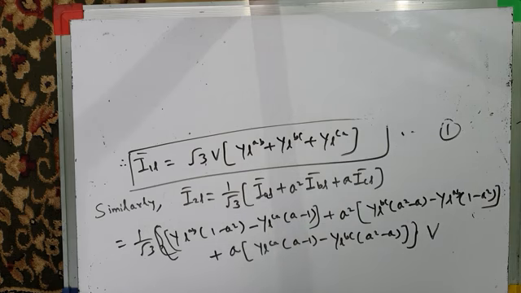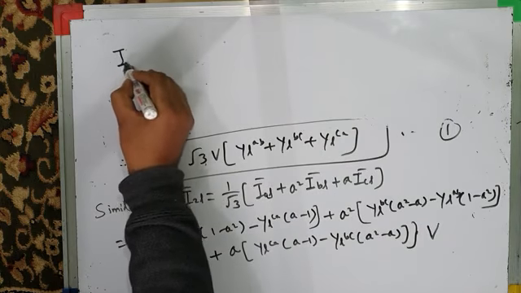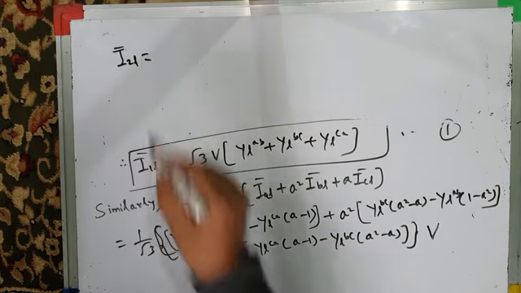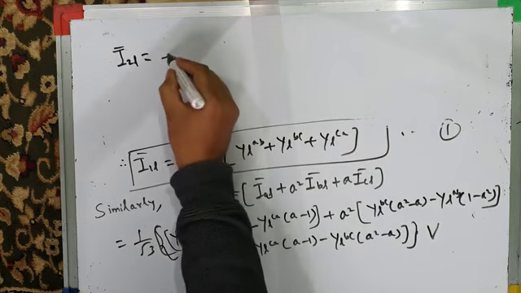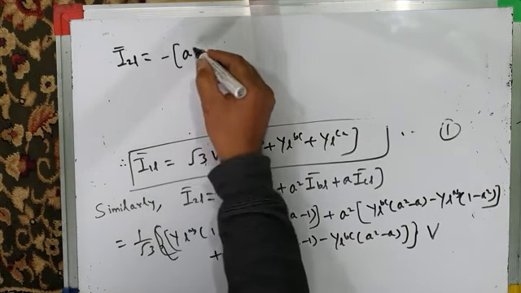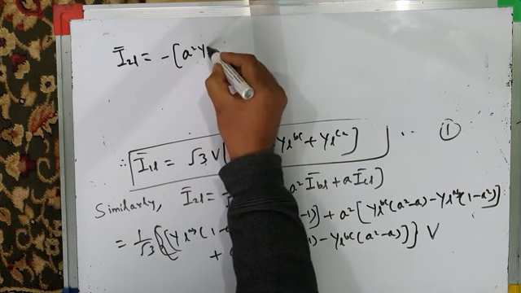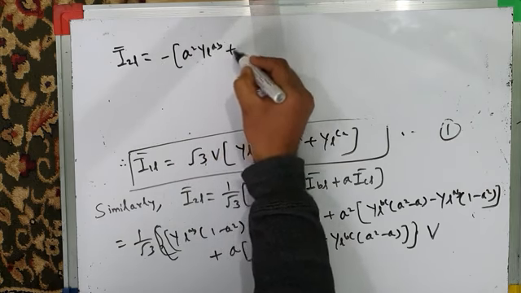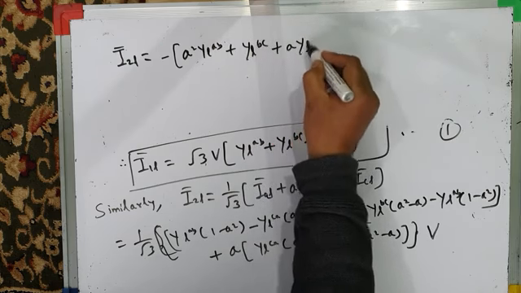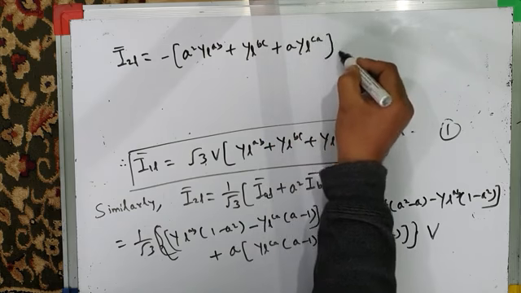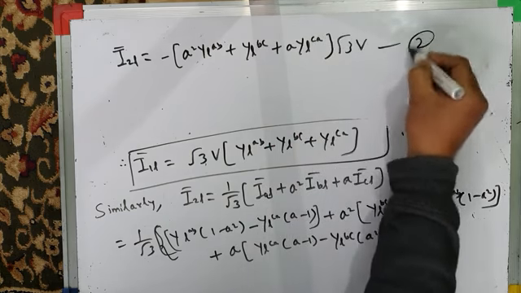And finally, when you do that and rearrange the terms, you will get this expression for the negative sequence component of current. Follow the same steps which I have followed for the positive sequence component of current. So you will get I2L equal to minus times A square YLAB plus YLBC plus A YLCA into root 3V. That is your equation 2.